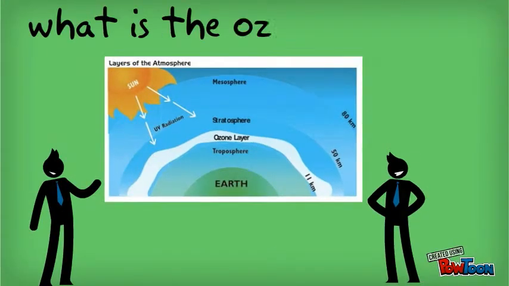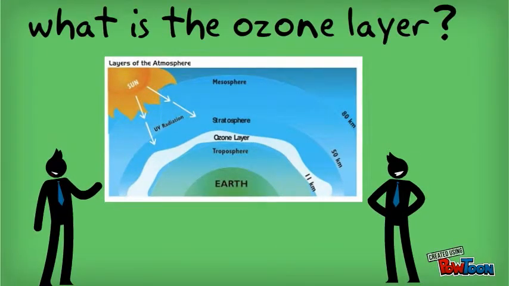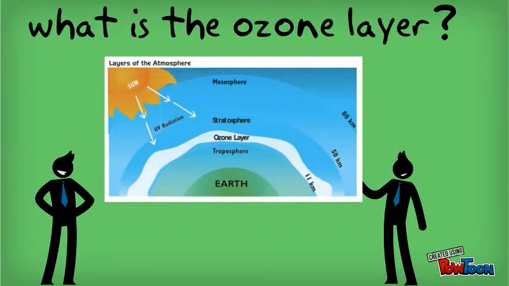First off, what is the ozone layer? Ozone is a naturally occurring molecule containing 3 atoms of oxygen. Ozone molecules form a gaseous layer mostly in the upper atmosphere, the stratosphere, which is 15 to 30 kilometers above the surface of the Earth, and protects life on Earth by absorbing ultraviolet radiation from the sun.